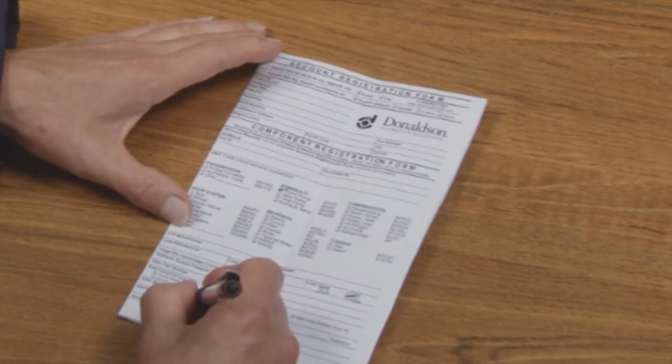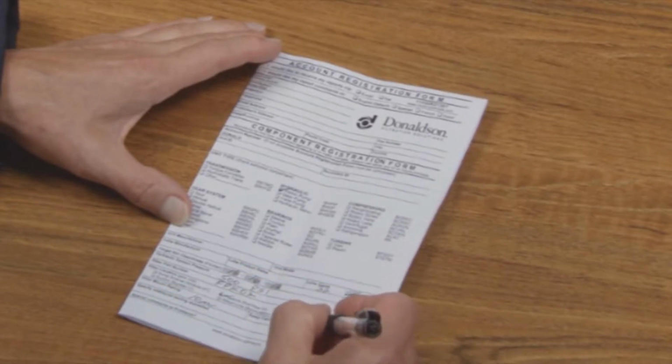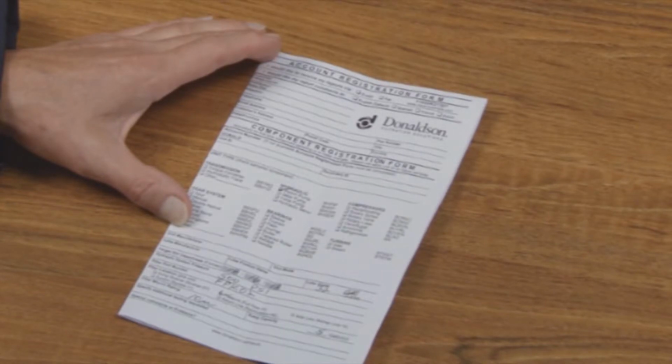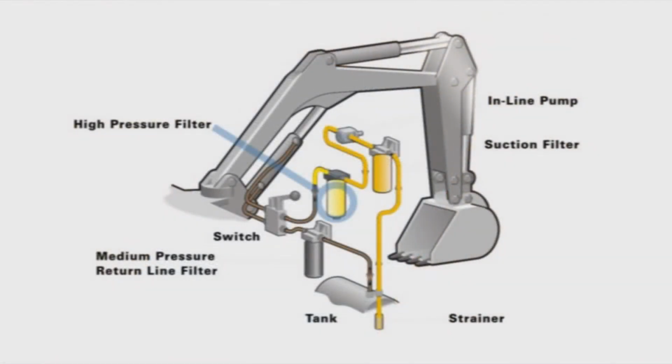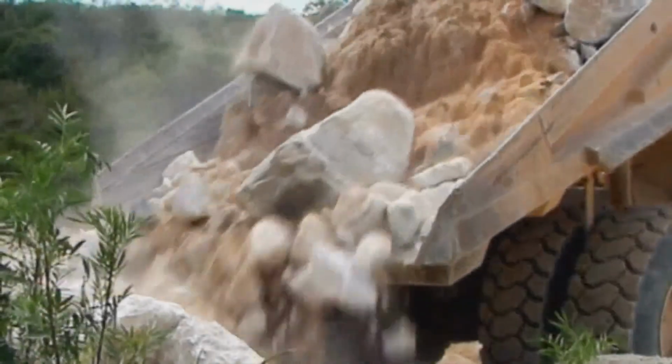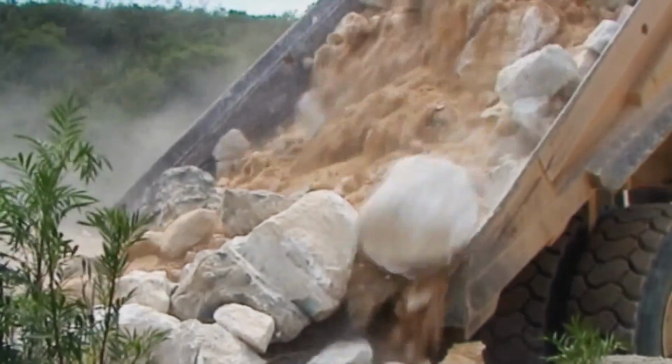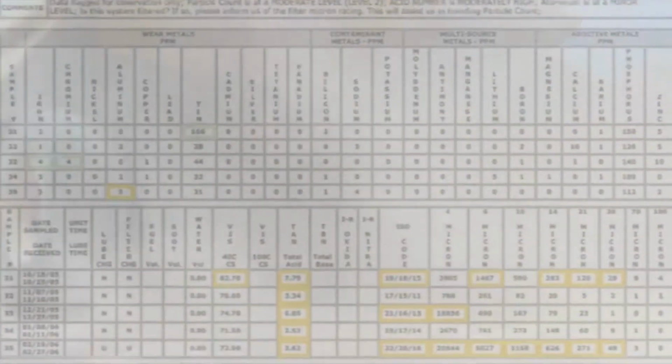This is why it is important to supply full details about the unit from which the oil is being tested. Remember to include its work environment. Measurements are expressed in parts per million. Combinations of wear metals can identify components within the machine that are wearing. Knowing the environment in which the unit operates can explain the varying levels of contaminant metals. Items in the multi-source metals and additive metals section may appear in test results because of their use in oils as additives.